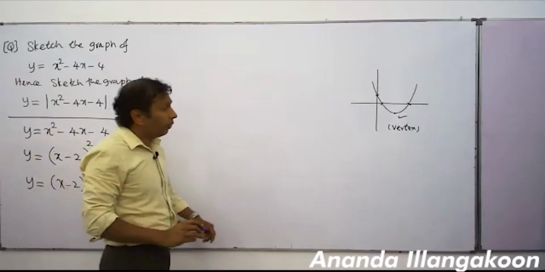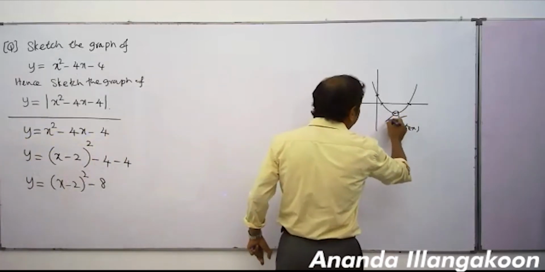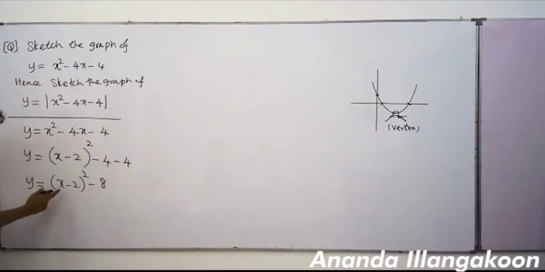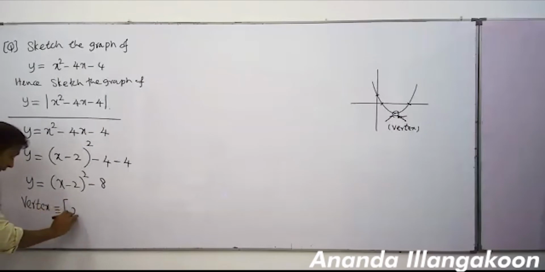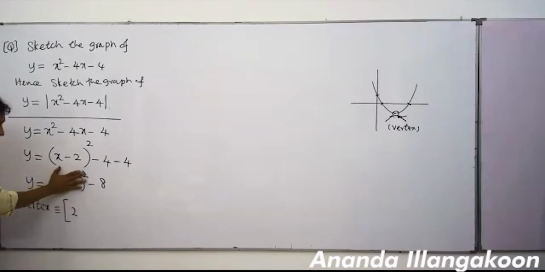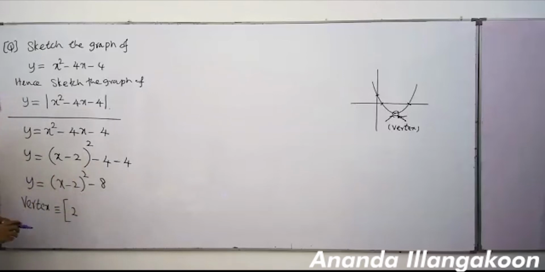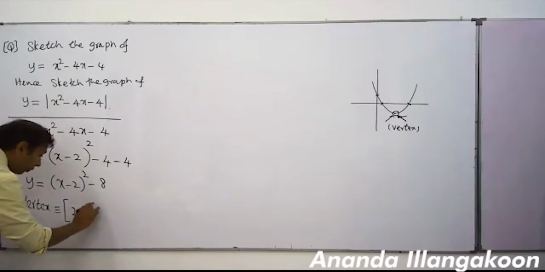Right. Now, this vertex, its x and y coordinate, we can very easily take. Right. Take this sign to opposite. Then we get plus 2. It is the x coordinate at the vertex. Right. Therefore, vertex we can write 2. After the perfect square, with this sign, take this number minus 8. It is the y coordinate of the vertex. 2, minus 8. Right.